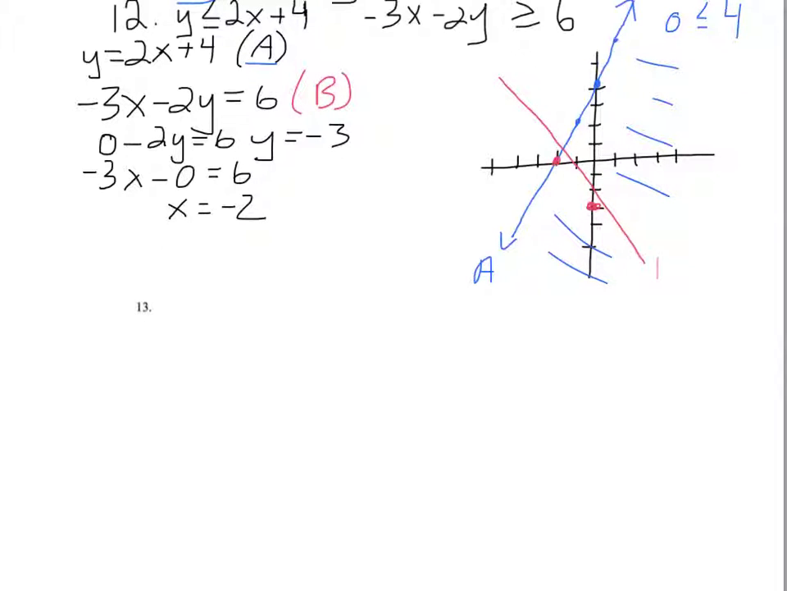All right, and I forgot to label this graph B. I'm going to go ahead and plug in 0, 0 for the second equation. And so I'm going to go 0 minus 0 is greater than or equal to 6. That is not true. So we're going to have to shade below the line B. And so the intersection of the two graphs is this region in here with more lines.